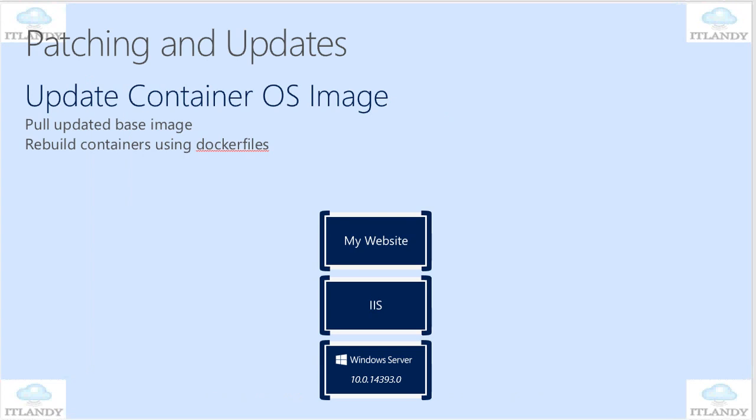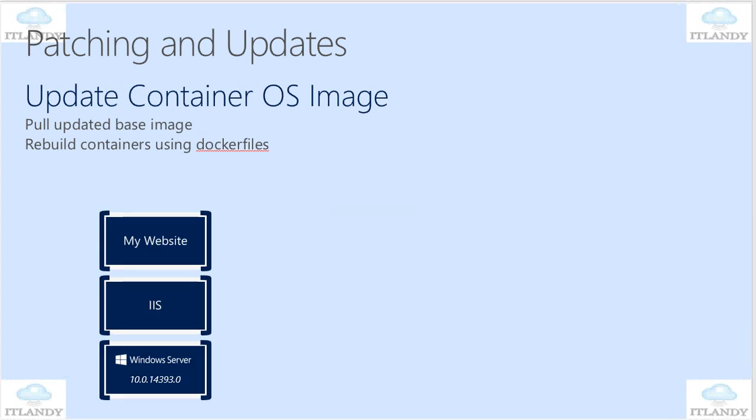Patching and update to the container. How can we patch and update? You can pull an update based on the image. You can build the container using a Dockerfile. So what does that mean? Dockerfile, this is where I specify all the information I need to build my image.